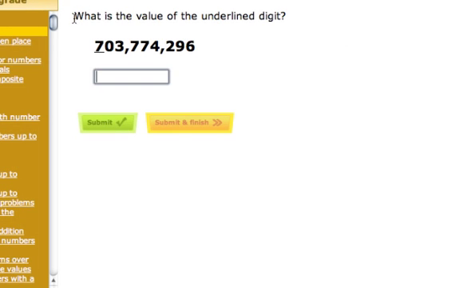Okay, here's another type of question. What is the value of the underlined digit? All right, so we look down here at this number, and we see that the underlined digit is a 7.